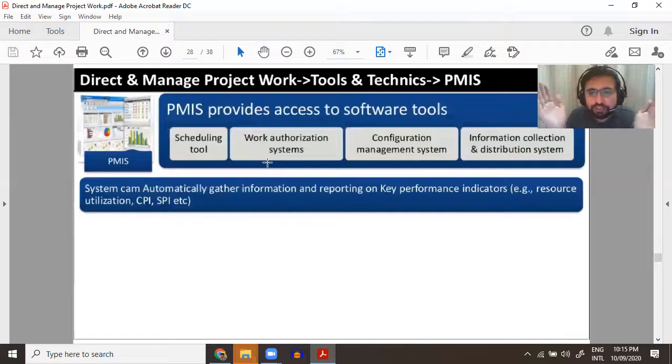You manage the project management information system, the scheduling, work authorization system. Always remember, work authorization system is an enterprise environmental factor. So it depends from market to market. If you are working in the United States, work authorization system will be different. If you are working in Asia, Pakistan, India, Bangladesh, work authorization system will be different, and so on for the Arabic countries and so on.